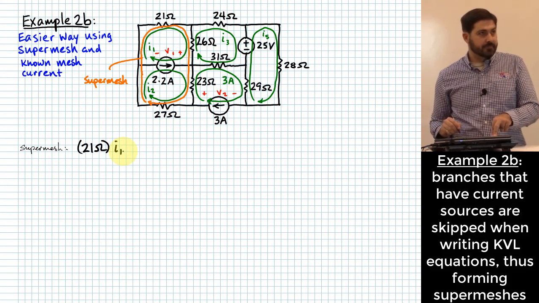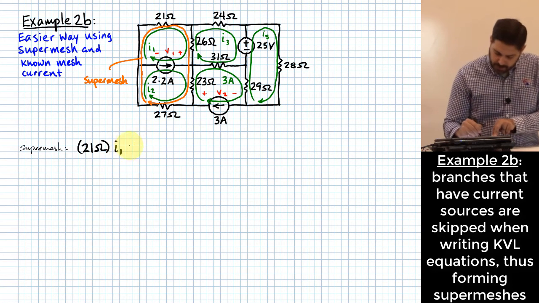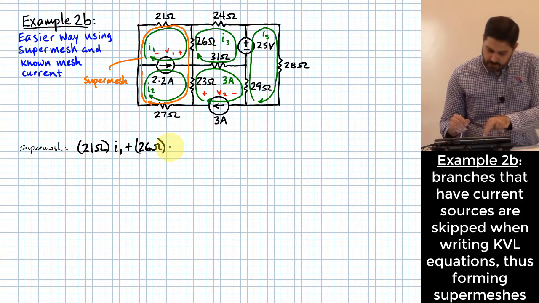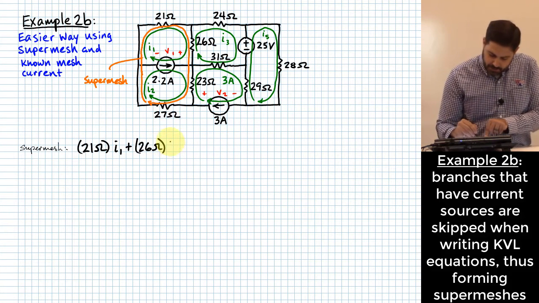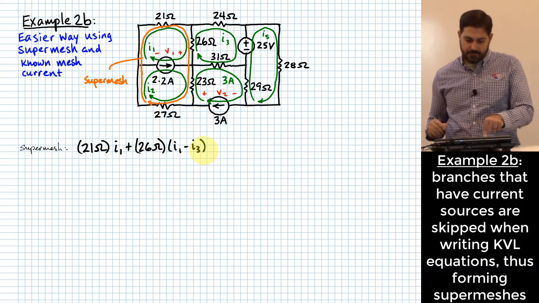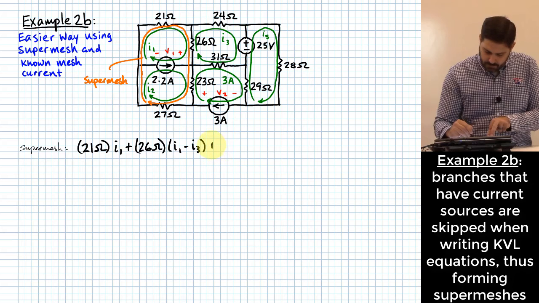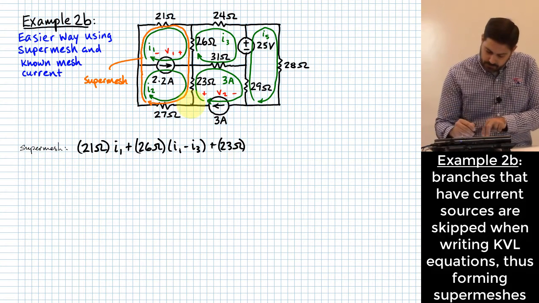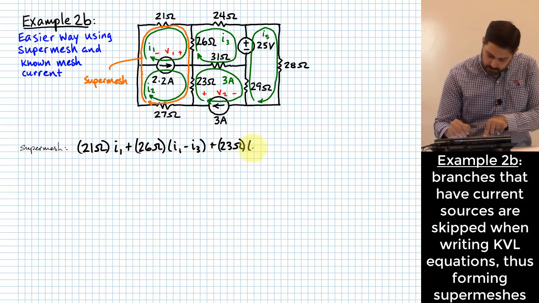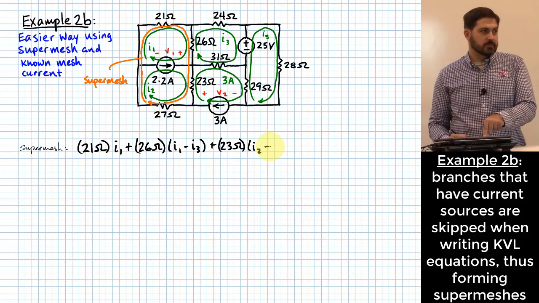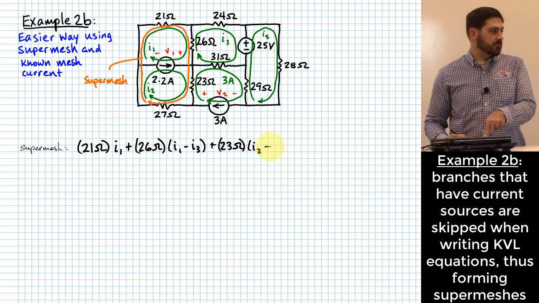Then what? Okay, plus 26 ohm. Here we've got I1 minus I3. Then what? Plus 23 ohms times, okay, I2 minus I4. What's I4? Why don't I go ahead and do that substitution? Does that sound good?